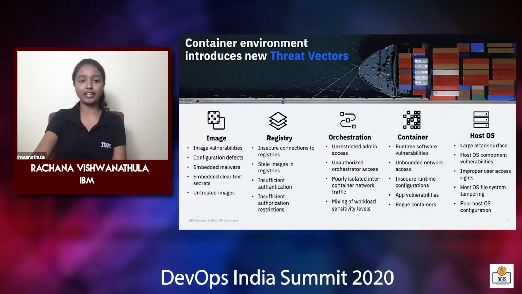A container environment introduces new threat vectors. In the threat surface that we've seen on the previous slide, each threat surface presents new threat vectors that could be the reasons how an attacker could enter the system. It could be as simple as a configuration issue, but it could move towards a potential security takedown. If you consider images, we have image vulnerabilities, configuration defects, and sometimes, if you are pulling an image from a public registry, untrusted images.